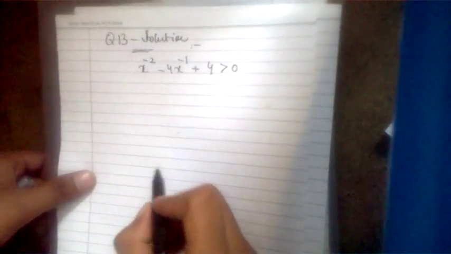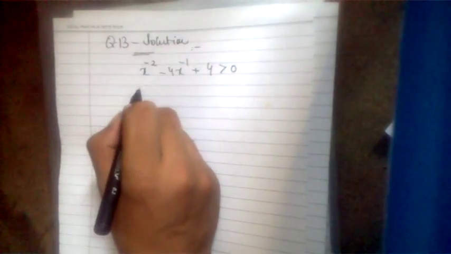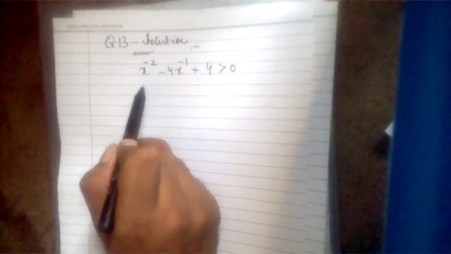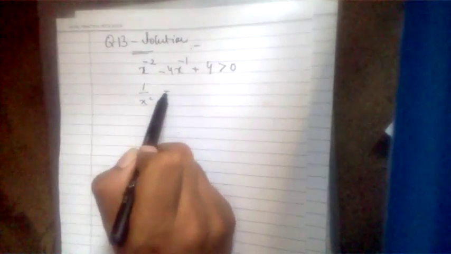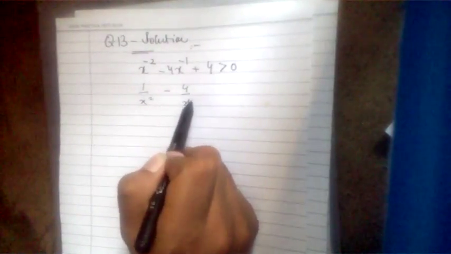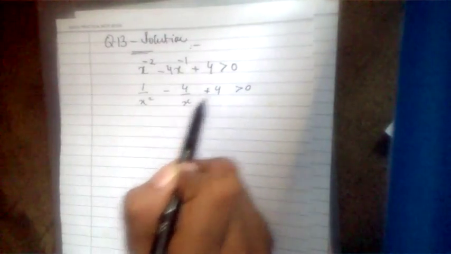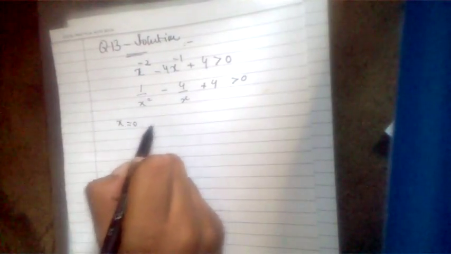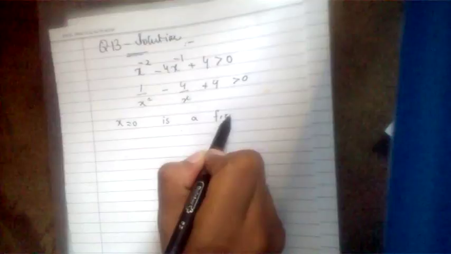Next question is question number 13, and it is quite similar to question number 11. X raised to the power minus 2 minus 4, x raised to the power minus 1 plus 4 is greater than 0. This can also be written as 1 by x square minus 4 divided by x plus 4 is greater than 0. And note that this inequality is not defined at x is equal to 0, therefore x is equal to 0 is a free boundary.